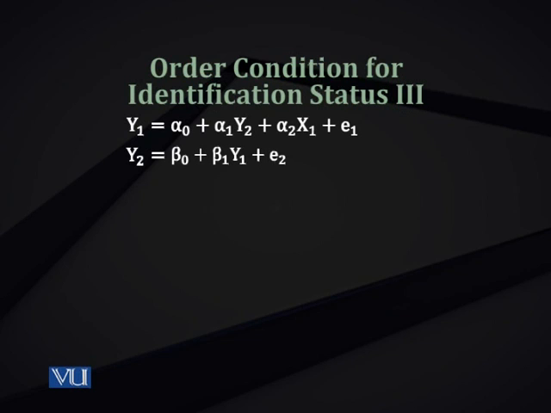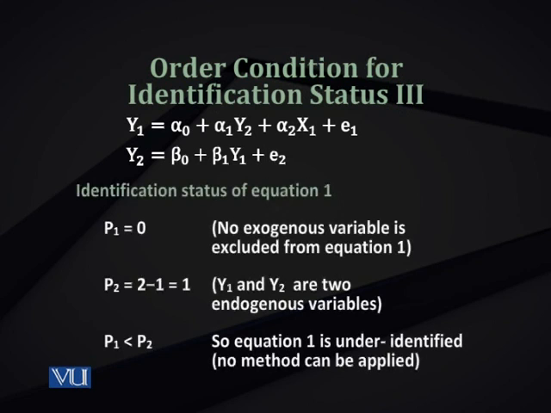The model you are seeing on the screen has two equations. So first of all, we can quickly conclude that the parameter P2 has a value 1. As you have two endogenous variables, 2 minus 1 is the criterion for P2. So P2 is 1 in case of both equations.